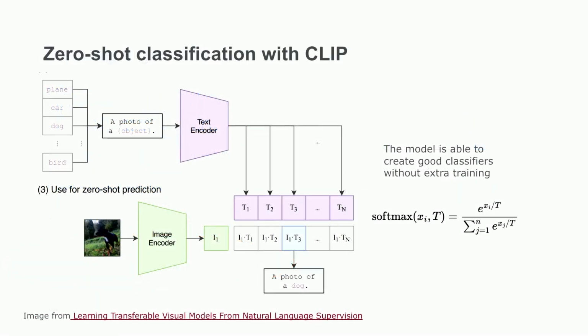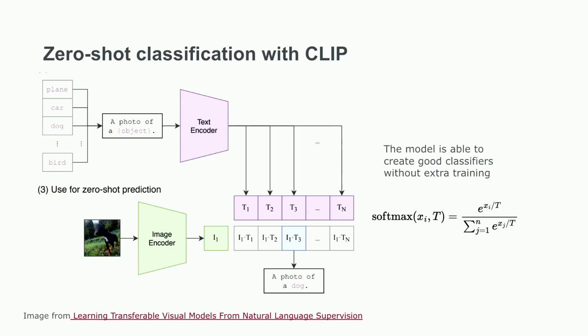So CLIP enables something very powerful, which is zero-shot classification. That means that to classify an image, we can just create a text prompt like a photo of a plane, or a photo of a car, or a photo of a dog. Then we're going to encode these prompts using the text encoder. We're going to be encoding the image using the image encoder. And then we're going to calculate the cosine similarity between all the possible text descriptions that we have.